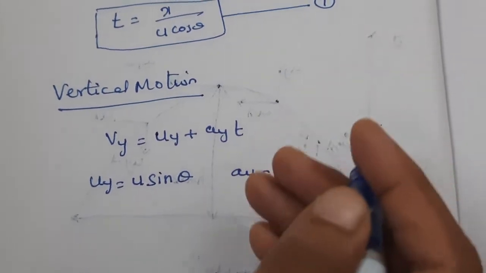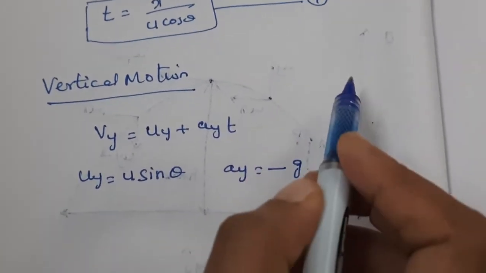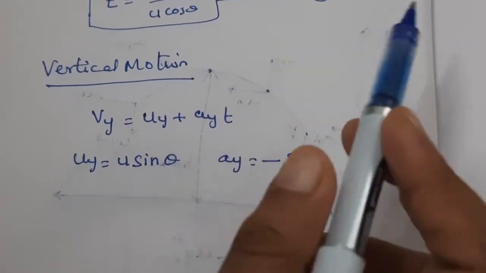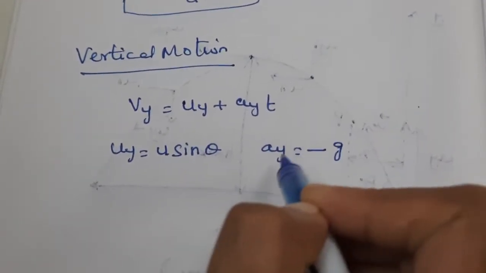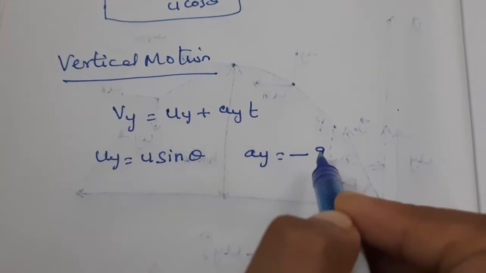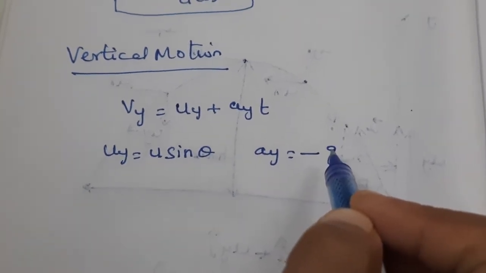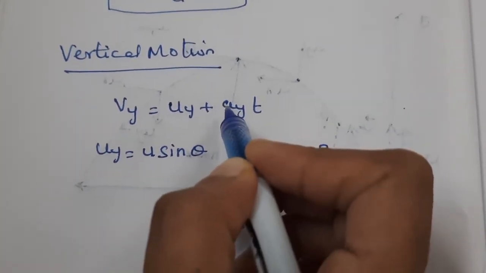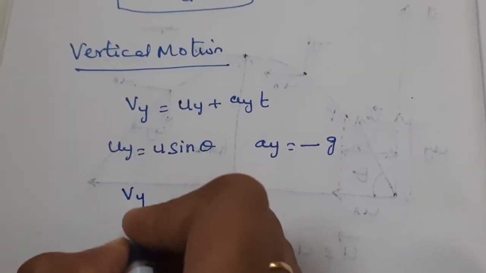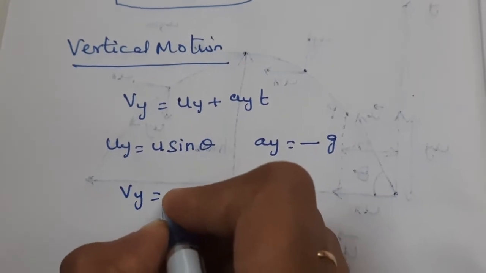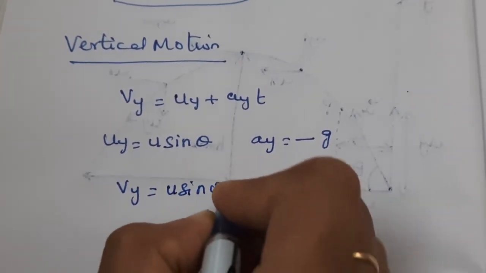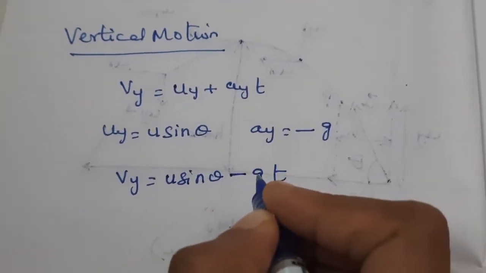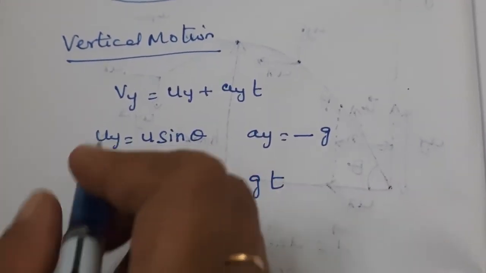We are throwing the ball. So acceleration due to gravity is acting downward. The ball thrown is moving upward. So ay, in vertical motion, we can write as minus g because acceleration due to gravity acts opposite to the direction of motion. So how can we write this equation? The vertical velocity Vy is equal to u sin theta minus g into t. This is the vertical velocity.